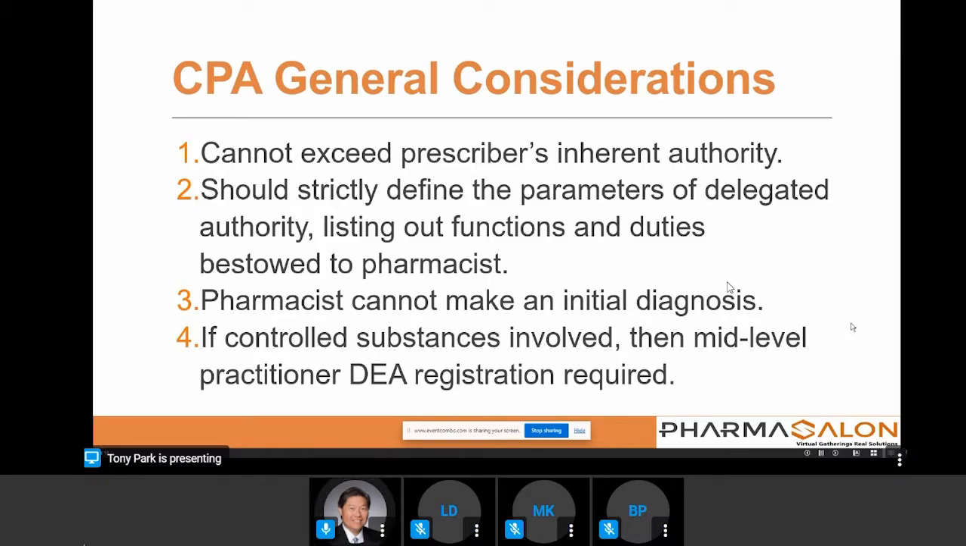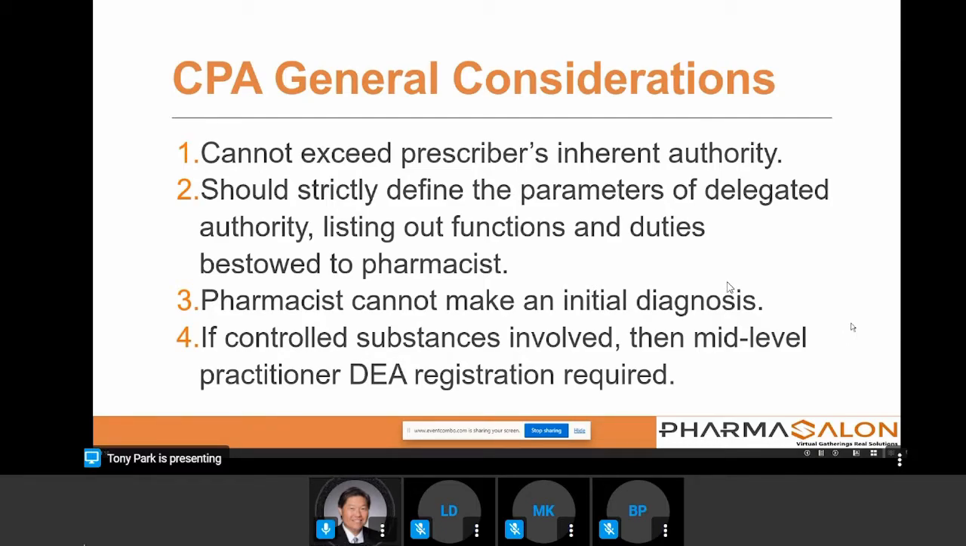Number two, that contract should strictly define the parameters of the delegated authority, listing out the specific functions and duties bestowed to a pharmacist. In a couple of slides we're going to go to an example of a typical provision that I've written up for these CPA contracts between prescribers and pharmacists that have worked pretty well. Generally speaking, the more detailed the contract lists the specific things that you as the receiving pharmacist can do, the better off and more robust and enforceable the contract is.